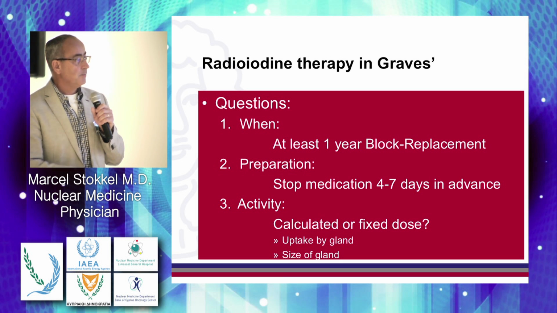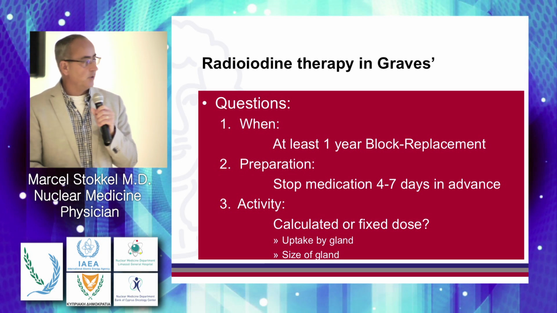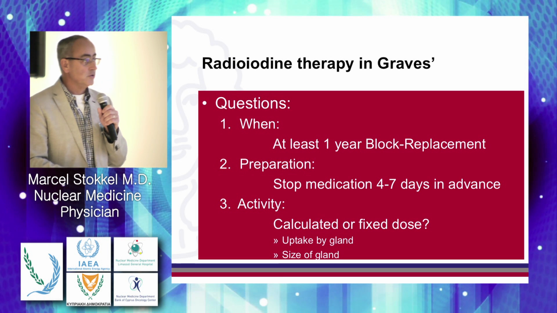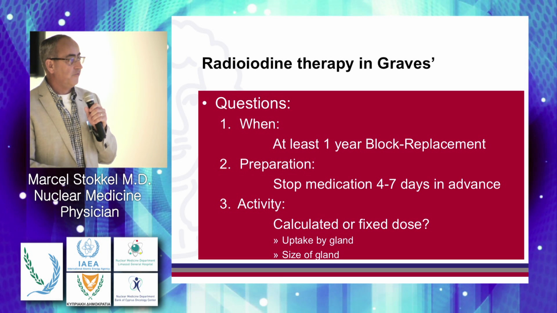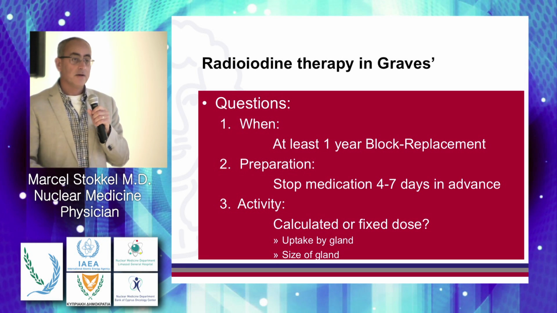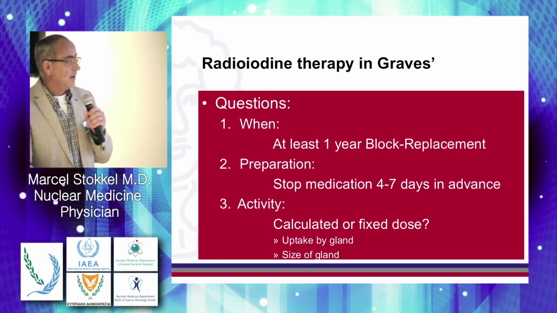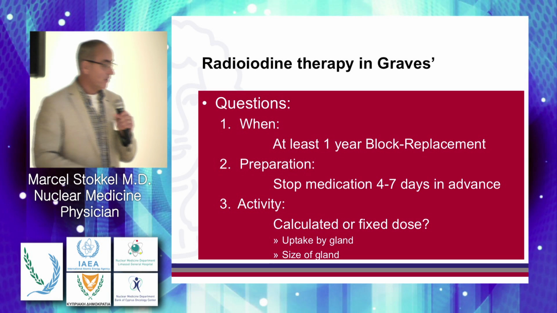And then the most important question is, what do we have to give? How much radioiodine do we have to give? And do we have to use a calculated or a fixed dose? Well, we all know that there are two important parameters that in fact establish the final amount of radioiodine. That is the uptake of radioiodine by the gland and the size of the thyroid gland.